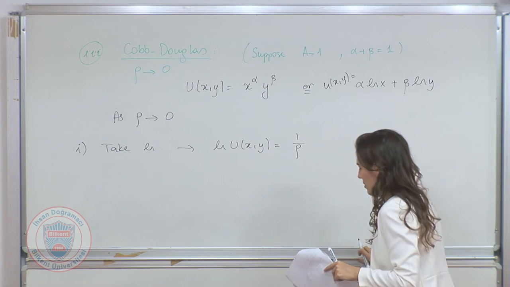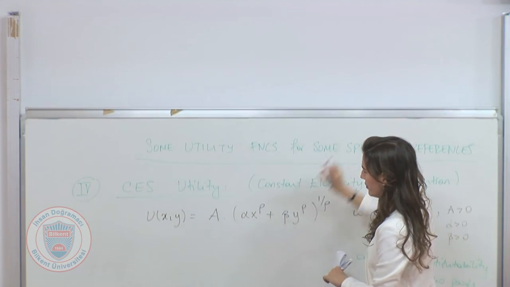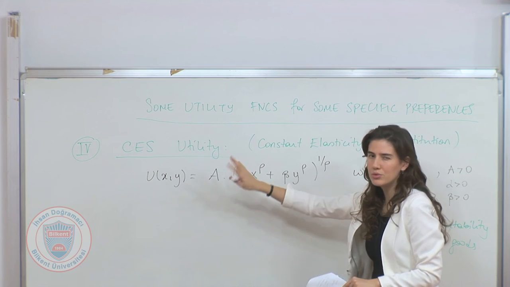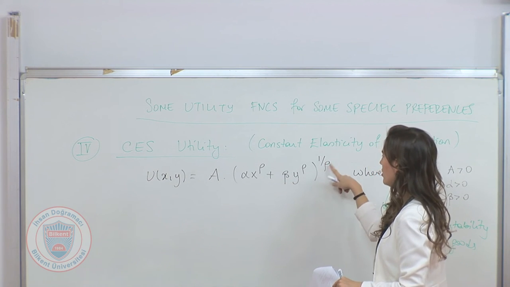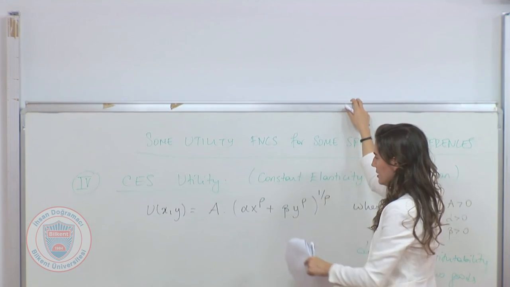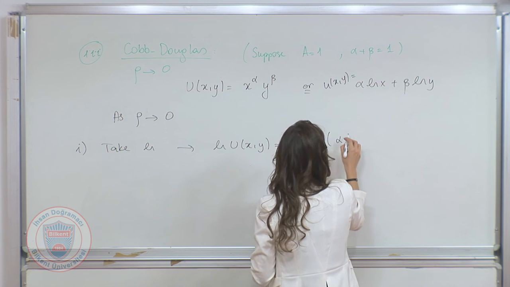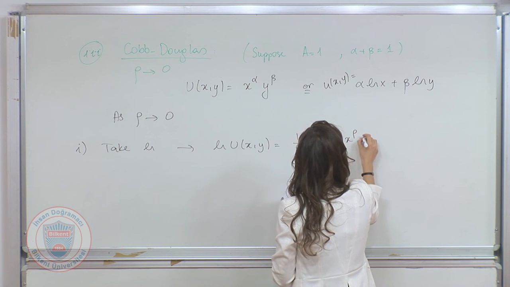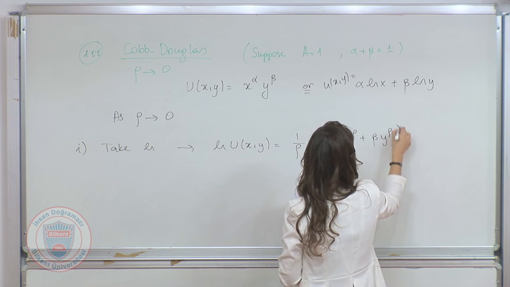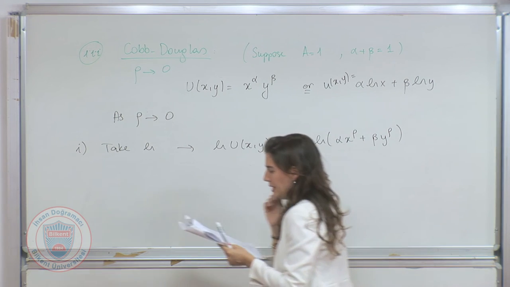I took the logarithm, of course, of this guy. Don't forget, a is equal to 1, so I'm going to take the logarithm, 1 over rho ln of these guys. So basically ln of alpha x to the power rho plus beta y to the power rho. So this is going to be the case.